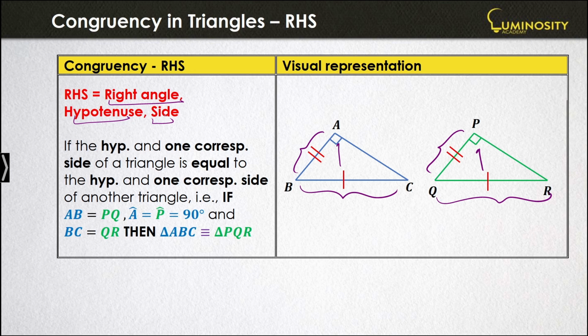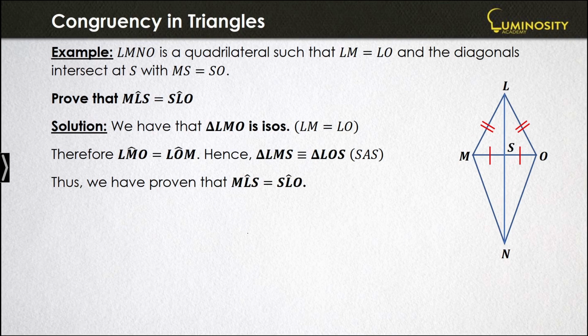And again, look at the order that we write it. ABC is congruent to PQR because AB is equal to PQ, that's the common side. The angle A is equal to the angle P, that's the 90 degrees. And the hypotenuse is the BC and the QR part. Okay, and that's the fourth test for congruency in triangles, and this one is only used when you have right angle triangles. So let's have a look at an example of congruency in triangles.